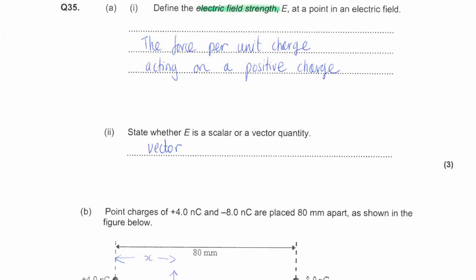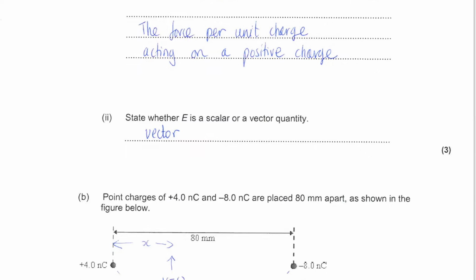Next, state whether this is a scalar or a vector quantity. Because of how this relates to force, this leads to electric field strength also being a vector. And if you think about it, we represent electric fields with field lines with arrows indicating that they have a direction.